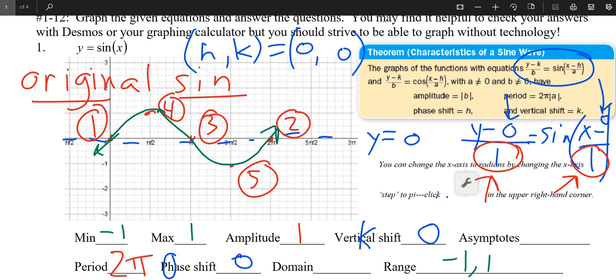-1 to 1. Brackets or parentheses? Brackets. Okay. -infinity to infinity for my domain. Should I put brackets or parentheses? What happens if I put brackets around it?